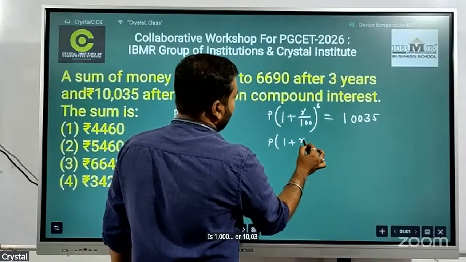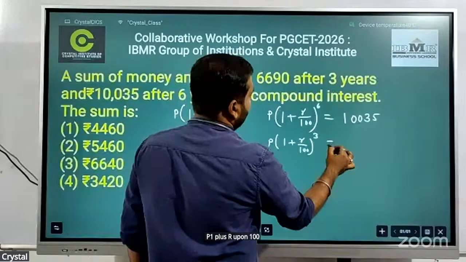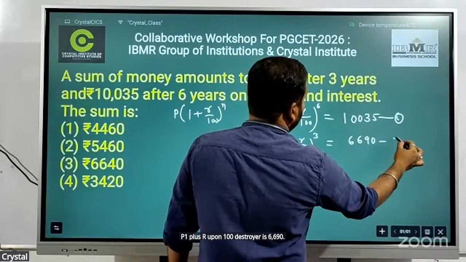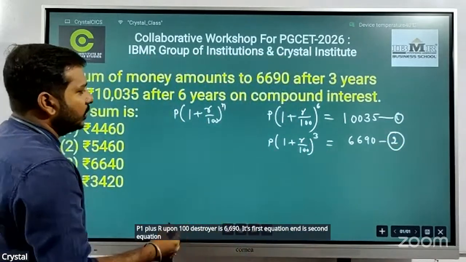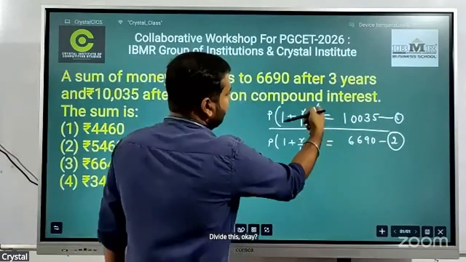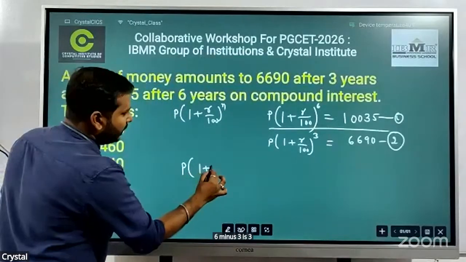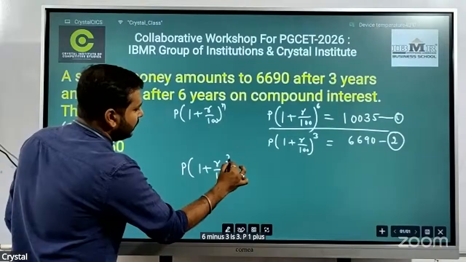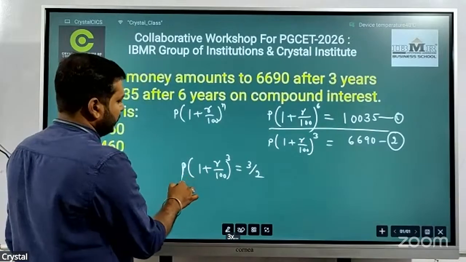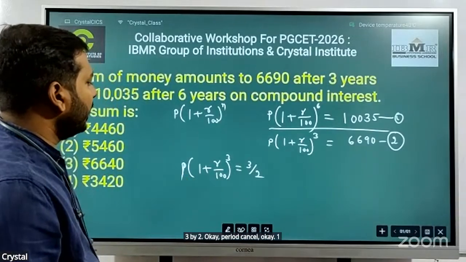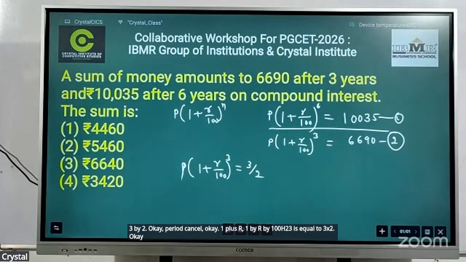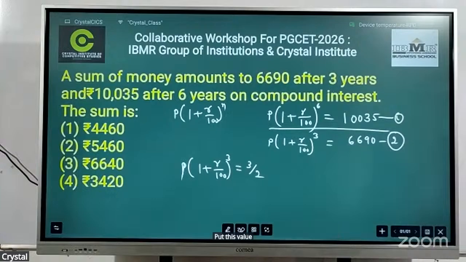P (1 plus R upon 100) raised to 3 is 6,690, the first equation, and the other is the second equation. By dividing both, we get 6 minus 3 is 3. (1 plus R upon 100) raised to 3 is equal to 3 by 2. Okay, P gets cancelled. So (1 plus R by 100) raised to 3 is equal to 3 by 2.